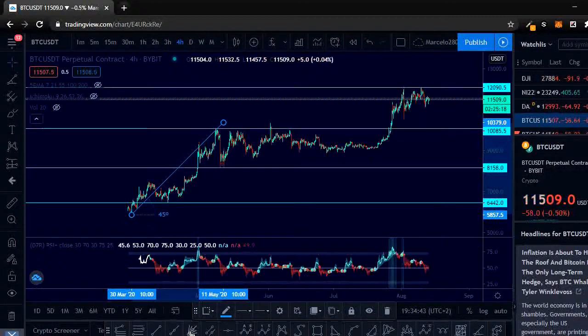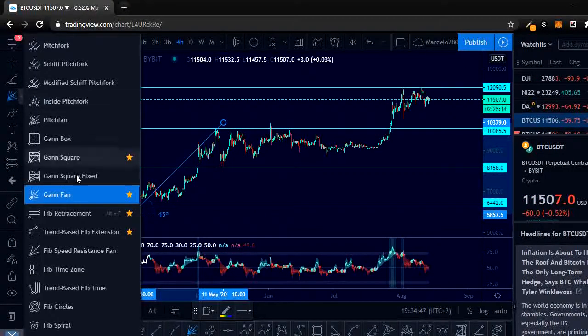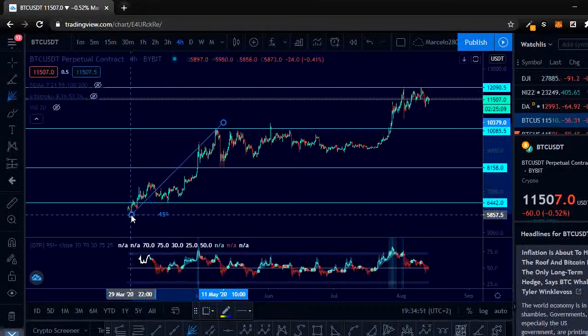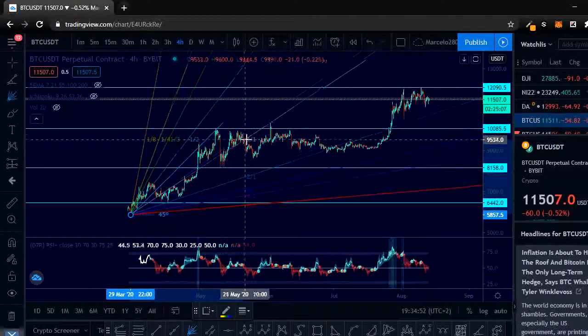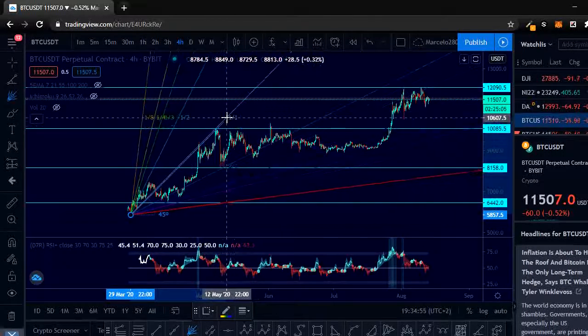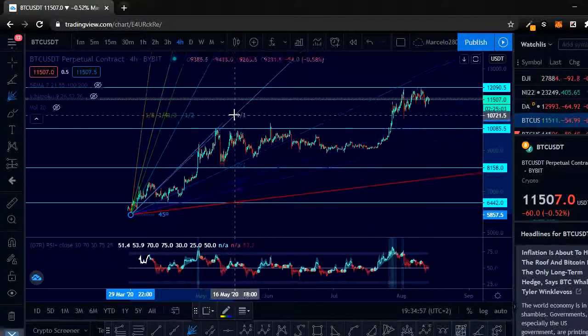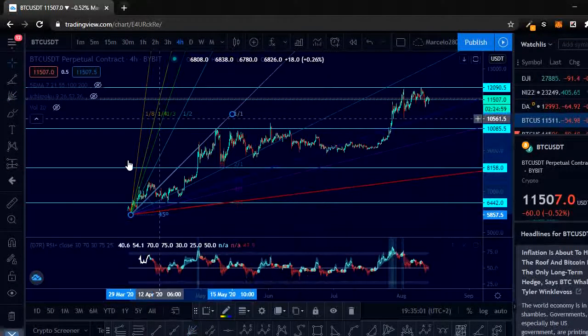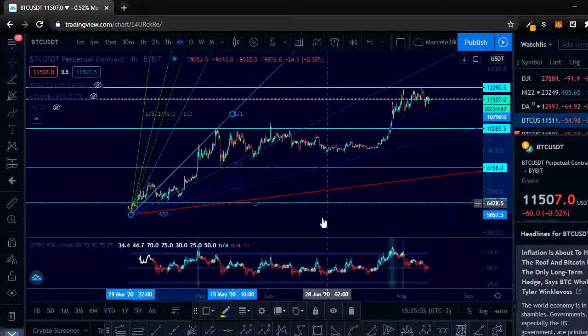So what you do is take your gun fan, which will be on the third item here, there's your gun fan there, click on it, and the 45 degrees is usually on the 1-to-1. This white line here is the 1-to-1. You click on that. Okay, that's a perfect 45-degree gun fan.